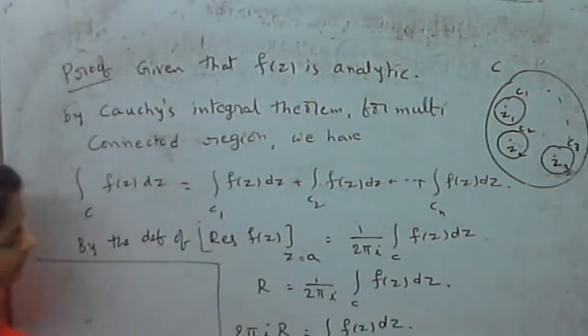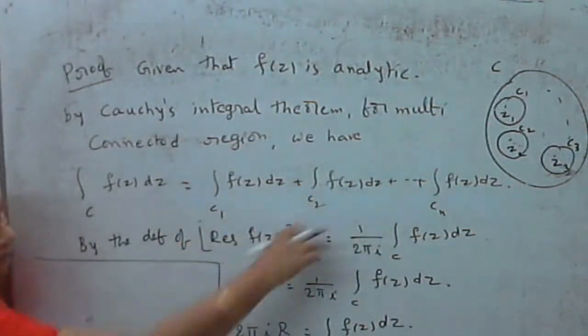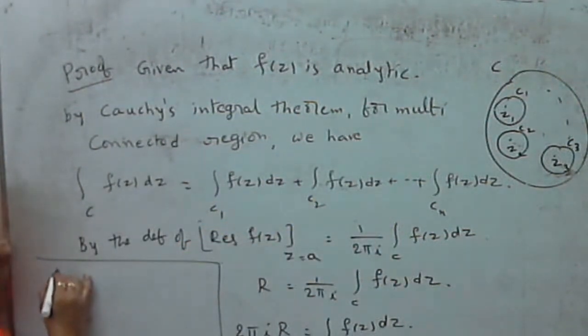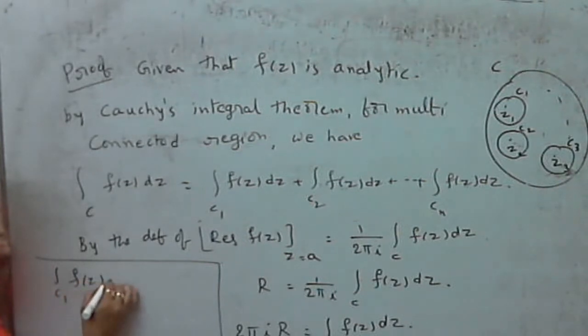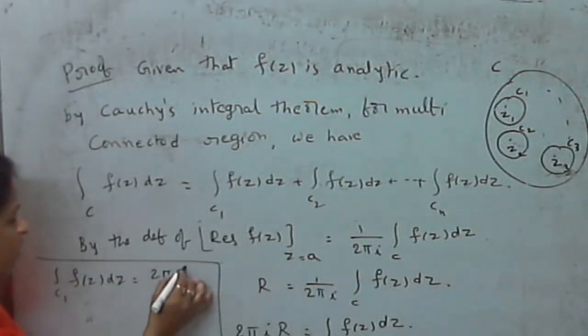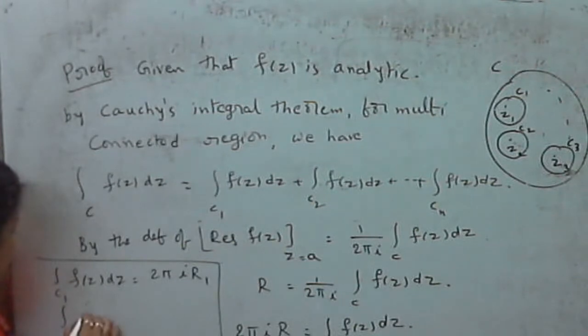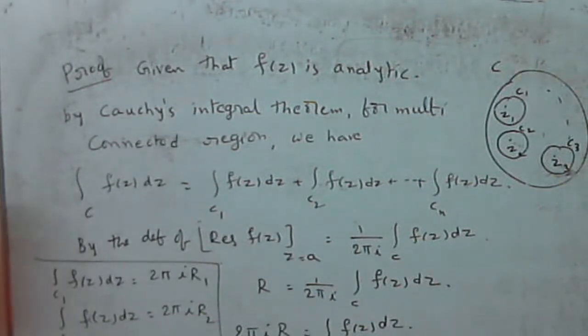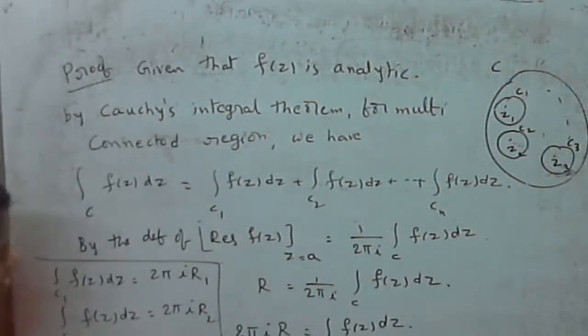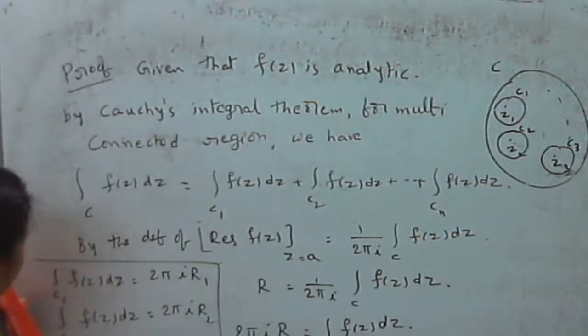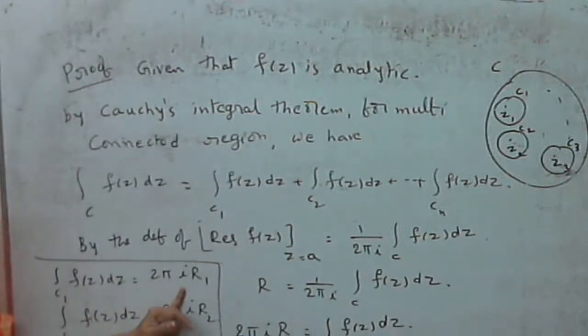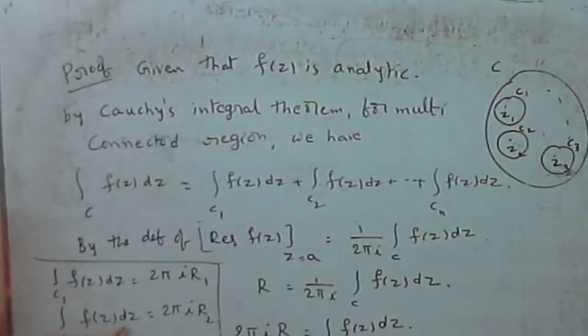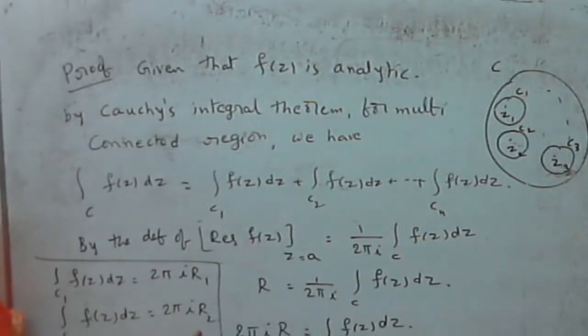So by applying this formula to each region, the integral over C1 of f(z) dz equals 2 pi i times r1, the integral over C2 of f(z) dz equals 2 pi i times r2, like this. The integral over Cn of f(z) dz equals 2 pi i times rn. Similarly, the integral over C2 of f(z) dz equals 2 pi i times r2.